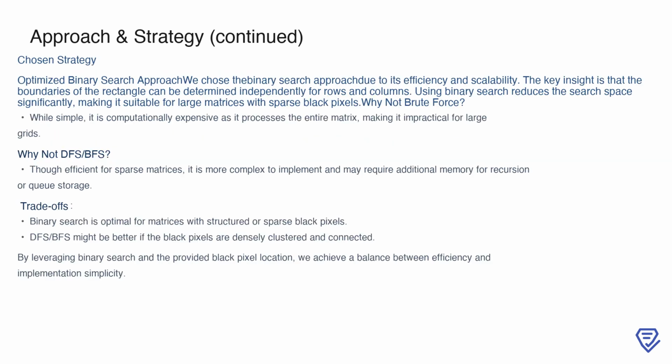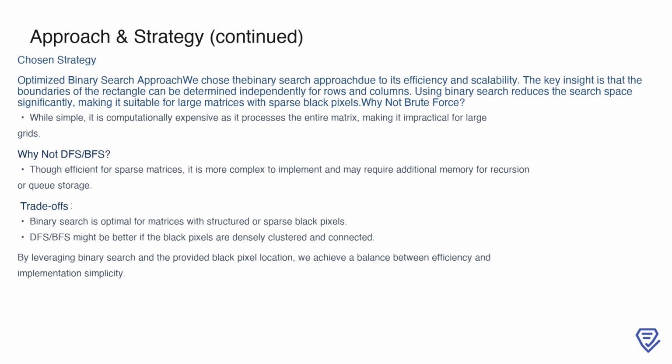After evaluating the different strategies, we chose the optimized binary search approach as the most suitable solution for this problem. The key advantage lies in its ability to independently determine the boundaries for rows and columns, significantly reducing the search space and ensuring efficiency. By leveraging the guaranteed presence of at least one black pixel and its location, this approach avoids unnecessary computations, making it ideal for large matrices with sparse black pixels.